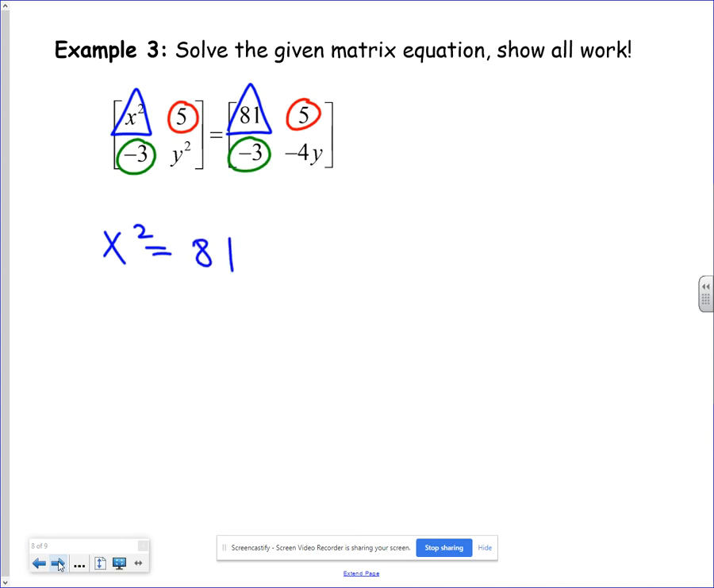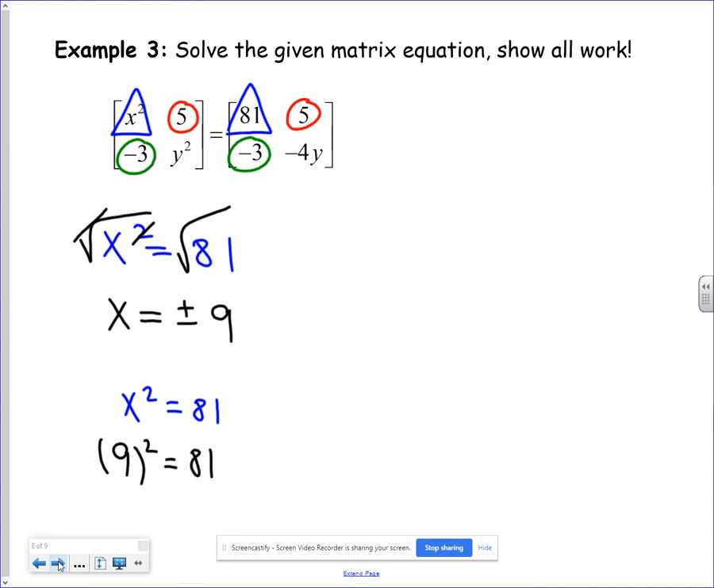To solve this equation, if you think back to Algebra 1, we're going to take the square root of both sides. This is called the square root method, and you always have to put plus and minus on your answer. What's the square root of 81? 9. Remember, the original equation was x squared equals 81. So the solutions are 9 and negative 9, because 9 squared is 81. Also, negative 9 squared is 81. So x is equal to positive and negative 9.